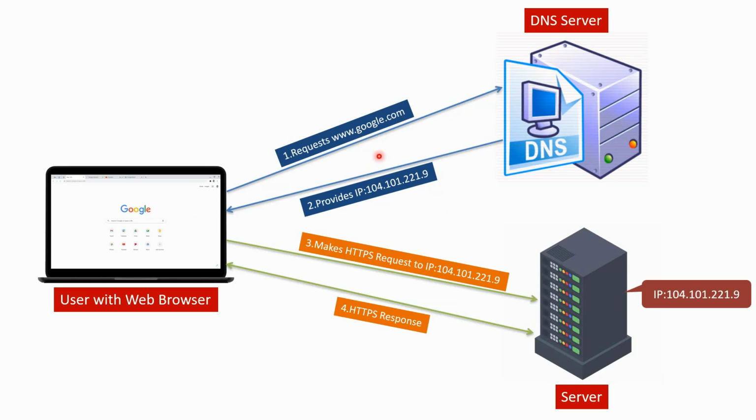Then, using this particular IP address, the device makes an HTTPS request to this particular server which hosts the Google website. Then this server processes the request and sends an HTTPS response back to your device. That will be displayed in your browser.